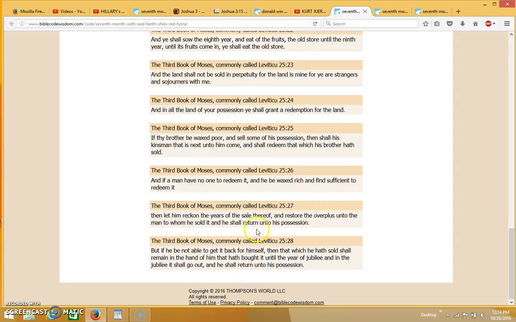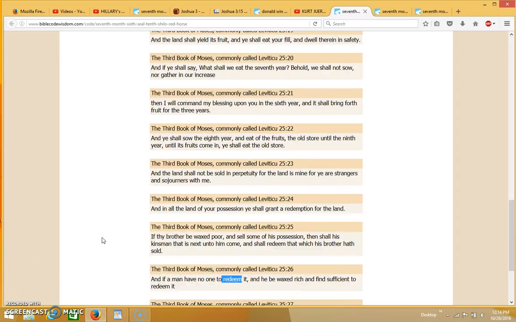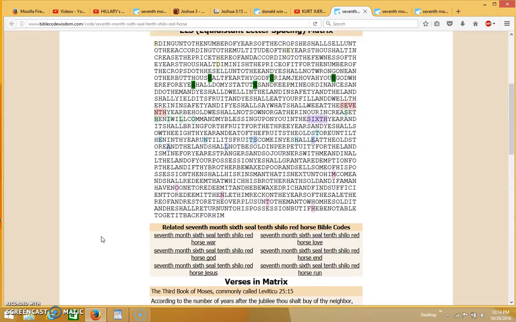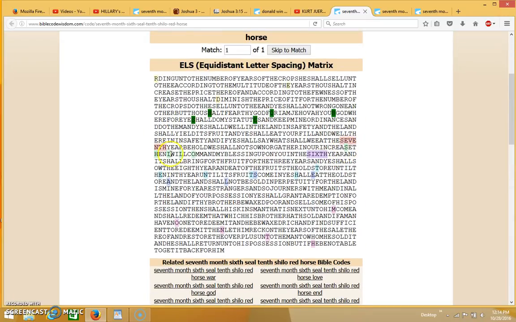Okay, so as you can see, this is talking all about the Jubilee. It's talking about returning unto his possession. It's talking about the kinsman redeemer. And as I had said earlier, the word Shilo comes up, not in the plain text, but in ELS form in the green.